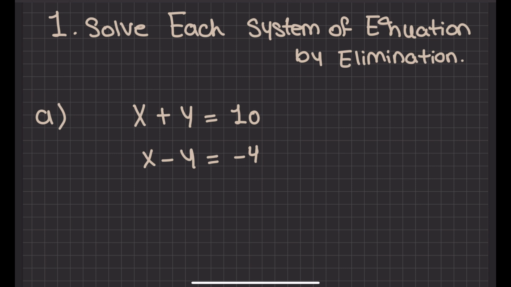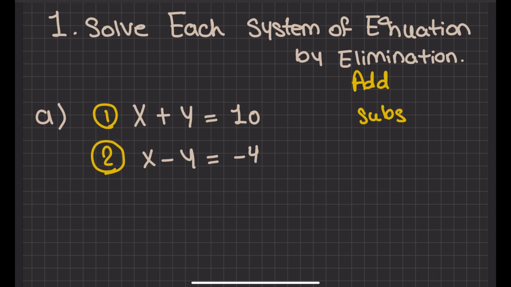So the first question tells me to solve each system of equations by elimination. In this question, it doesn't tell me which method to use, so I'm free to use either addition or subtraction. The first thing I'm going to do is label my first and second equation. This is my first equation, this is my second equation.